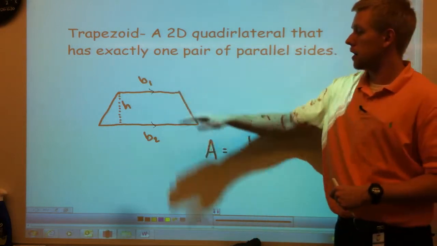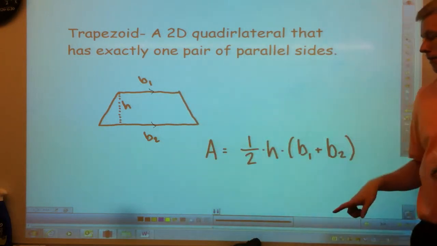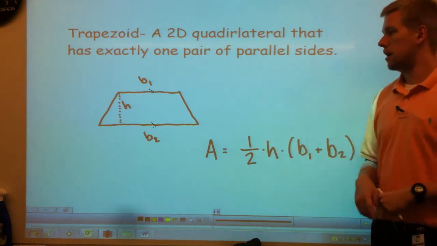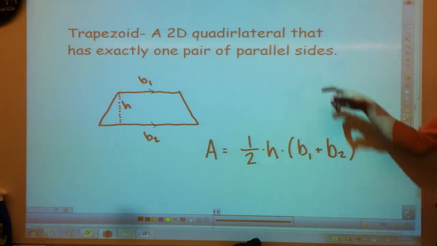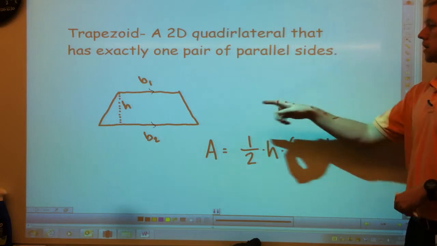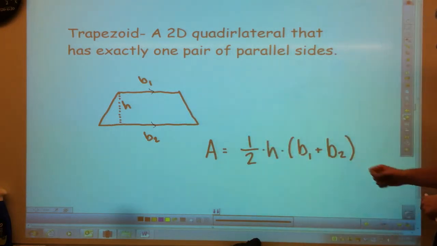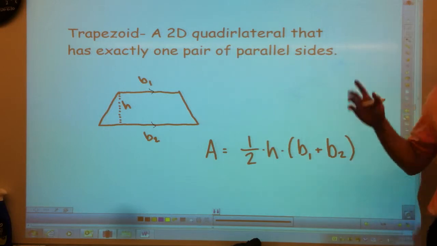So you take your top side, your bottom side, you add them together, and that is what goes inside these parentheses. And you multiply that times your height, and take 1/2 of that. So that is a trapezoid's definition. Draw this picture, make sure you have everything labeled, and your formula. This is the most important part that you'll need. Alright, so there are your shapes.